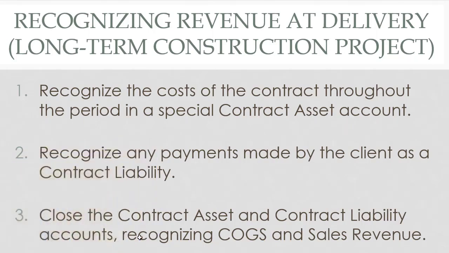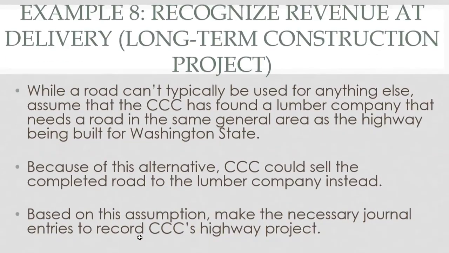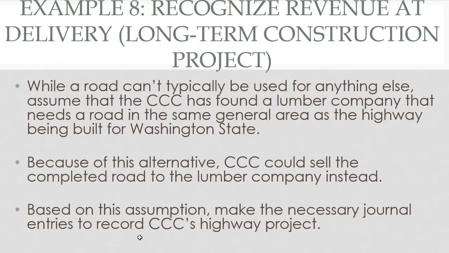Once again, we're going to use the exact same scenario to take a look at an example. We're going to assume here that the road can't be used for anything else, but they found a lumber company that needs a road in the same general area as the highway. Because of this alternative, CCC could now sell the road to either Washington State or the lumber company.